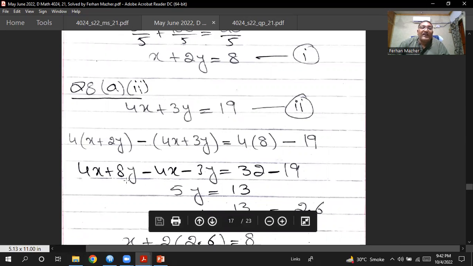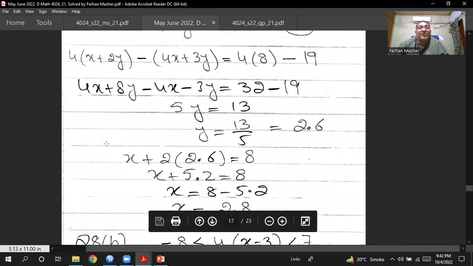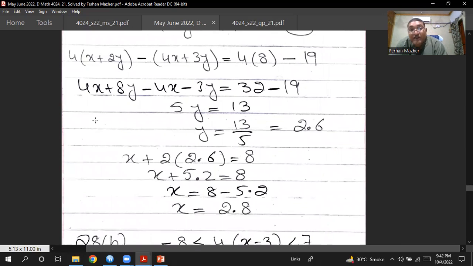So here you will have 4x plus 8y minus 4x minus 3y equals 32 minus 19. So 4x and minus 4x, they will be cancelled. 8y minus 3y, that's 5y. On the right side, you will have 32 minus 19, which will be 13. So y will be equal to 13 divided by 5, which is 2.6. So the price of the oranges is $2.6.